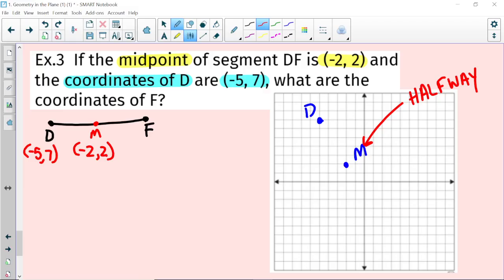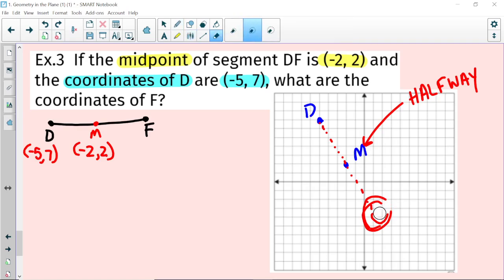So just by looking at this and knowing that M is the halfway point, we should expect F to be somewhere around here, down in this area. Because however far it takes us to go from D to M, the midpoint, we have to go that much further on the other side to find out where F is. So let's use our slope to figure out where F is going to be precisely.